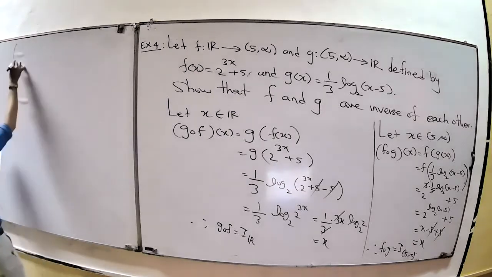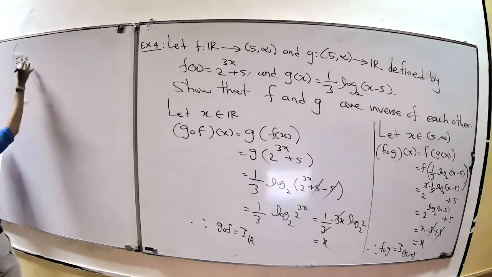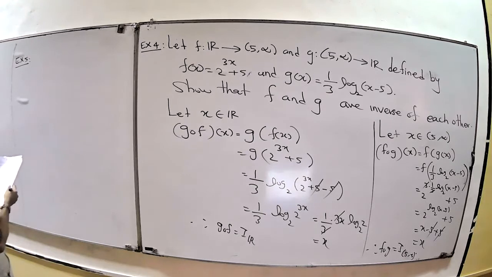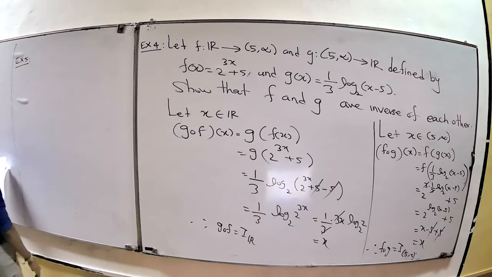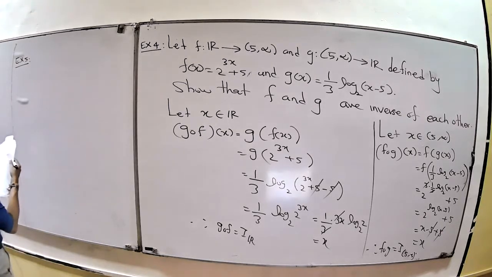Exercise 5. Let f from A to A be a real valued function defined on a set A of real numbers such that f inverse of x equals 1 over f of x. And also you want to show that 0 is not in A, and f to the power 4 equals I_A, the identity mapping.